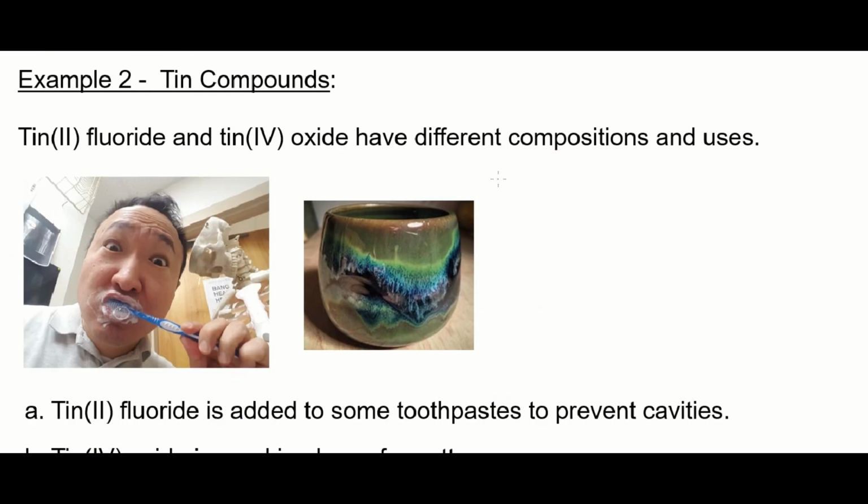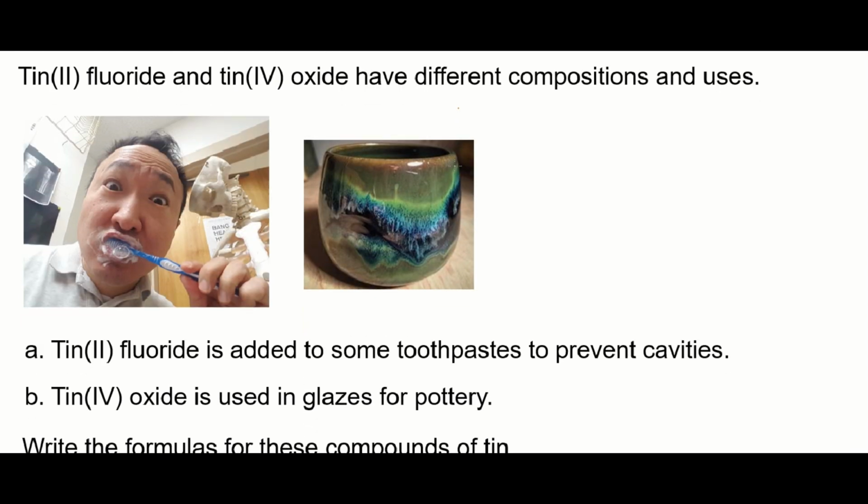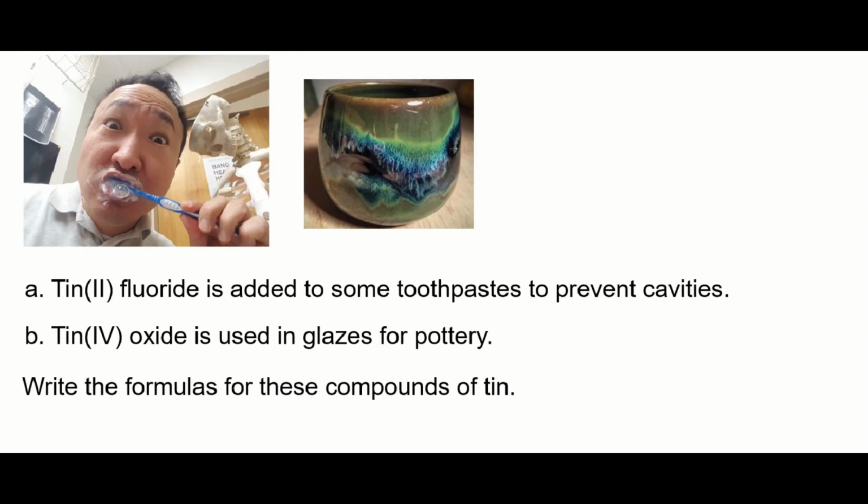All right, I don't know what that is. Tin 2 fluoride and tin 4 oxide. Let's write the formulas. One's found in toothpaste and the other one's used in glazes for pottery. All right, let's do tin 2. We need a little bit more room than that. Let's go up here. The symbol for tin is capital S, lowercase n.